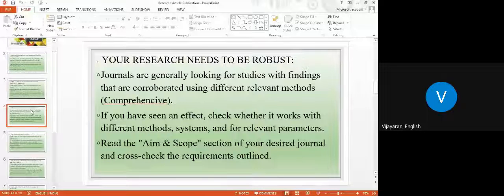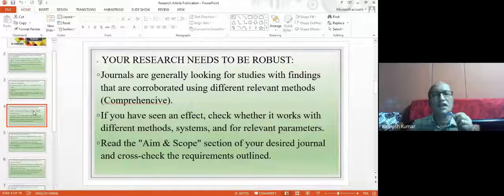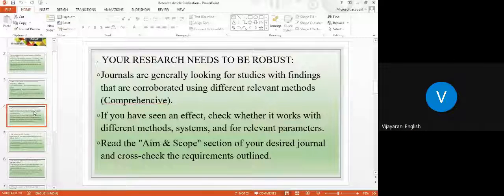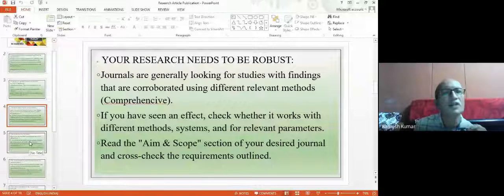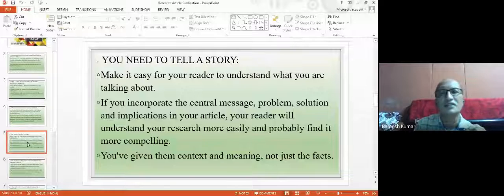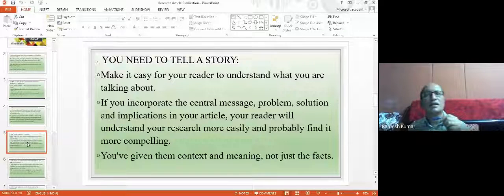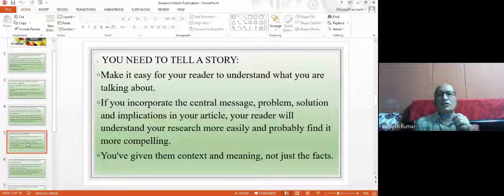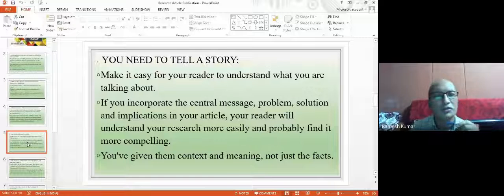Aim and scope section of your design. You are able to see this slide now. Your research needs to be robust. Yes, sir. Okay, then I will not go to the slideshow. I'll simply take these slides straight away. Okay. Yeah, this is what I have talked about. You need to tell a story. Is what I have talked about until now.